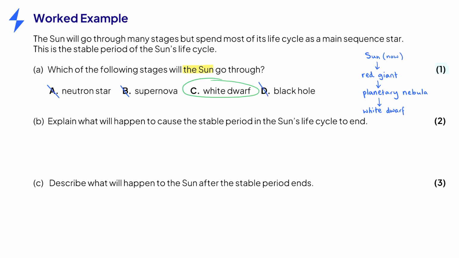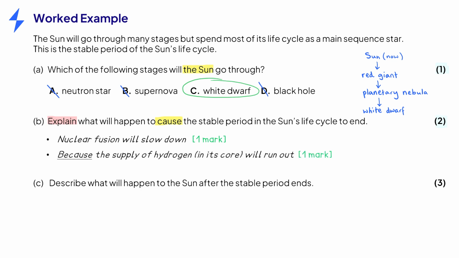Next, Part B asks us to explain what will happen to cause the stable period in the Sun's life cycle to end, for 2 marks. We know that the stability of a star comes from the balance of the inward gravitational force with the outwards radiation pressure from fusion reactions. So, for the 1st mark, the cause of the end of the stable period is due to nuclear fusion slowing down. When you see the command word explain, it usually means you will need to use the word because. So for the 2nd mark, nuclear fusion will slow down because the supply of hydrogen in the core will run out.